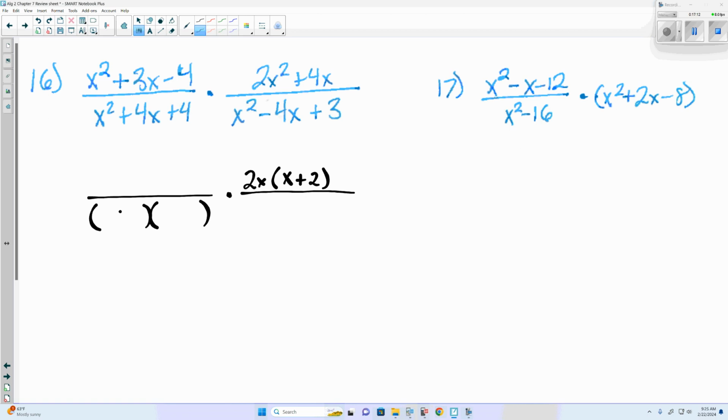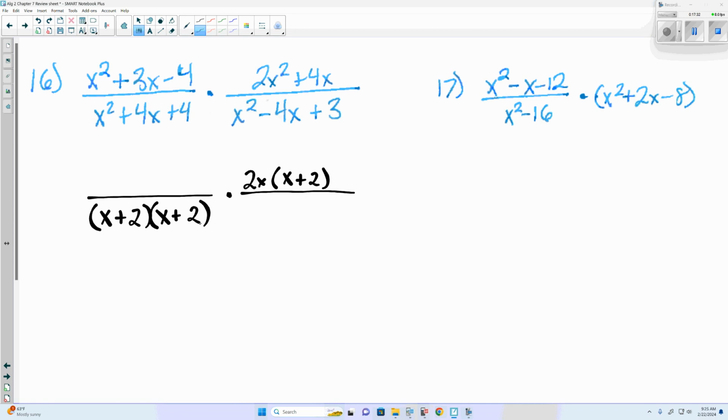Third term's positive, so the signs are the same. Match the sign of the middle term, plus and plus. Only factors of x squared are x and x, and 4 has 1 and 4, 2 and 2. But to get something to cancel, we want it to be 2 and 2, and luckily for us, those are indeed the factors.